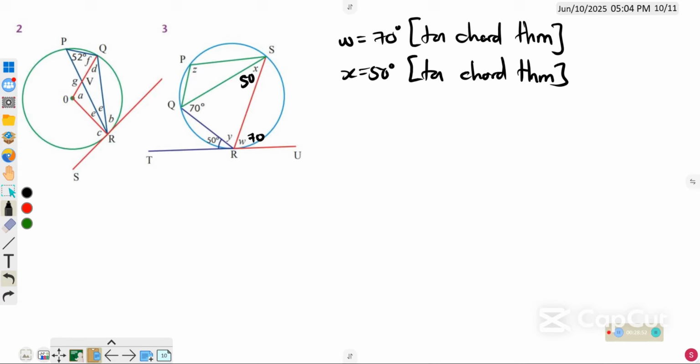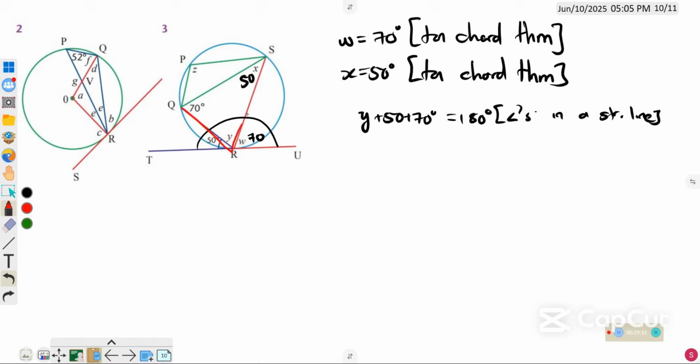So now to find y, it's up to you which one you want to use. You can use this straight line whereby you have y plus 50 plus 70, which is equal to 180 degrees, and these are angles in a straight line. If you do not want to use that, then you could have used the sum of angles in this triangle whereby you have x and 70 degrees. The answer would still be the same. So y is equal to 180 minus this plus that, which is 120. So y should be equal to 60 degrees.